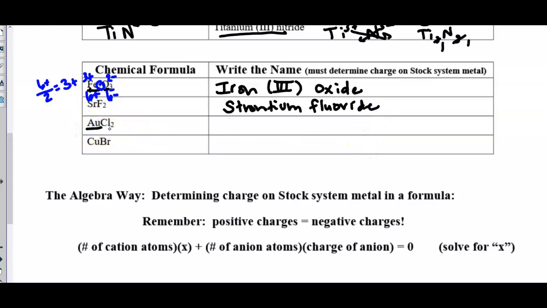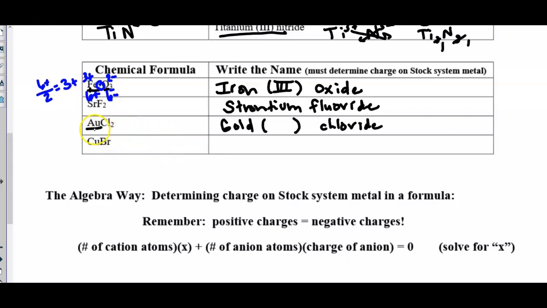Next we have gold. And gold is a stock system metal. It's a transition metal, and it's not one of the exceptions. So I'm going to write gold, and since I know I need the stock system, I'll write some parentheses because I know I'll have to fill in a Roman numeral there, and chlorine becomes chloride.